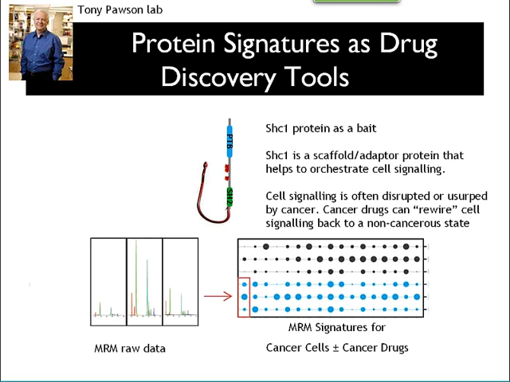And SHIC1's a very important protein in your body. And what we're going to do with it is we're going to pull down SHIC1. And SHIC1, as you're going to see in a second, has a lot of other proteins that bind to it. And we're going to assay this with MRM, traditional MRM, time-scheduled MRM.